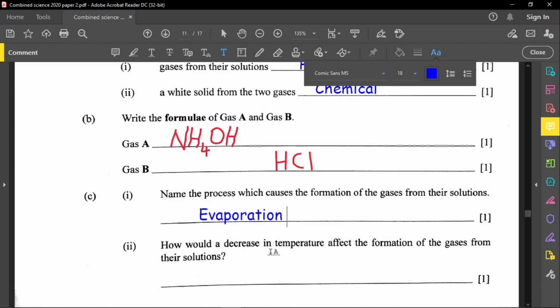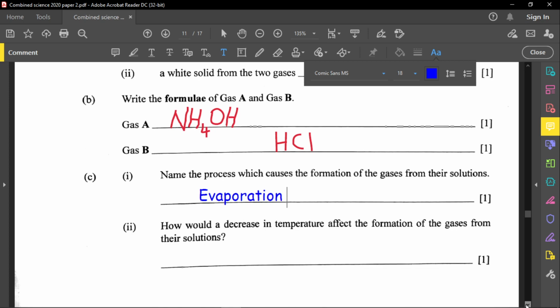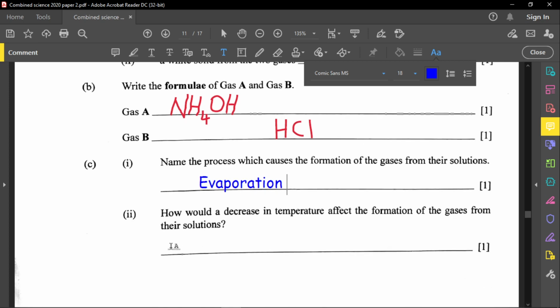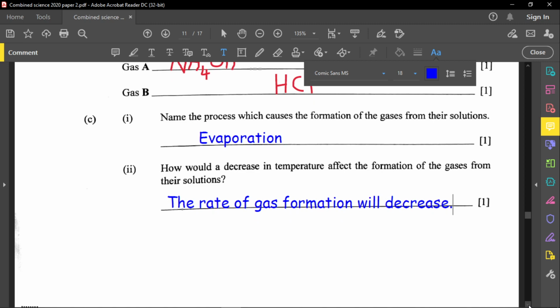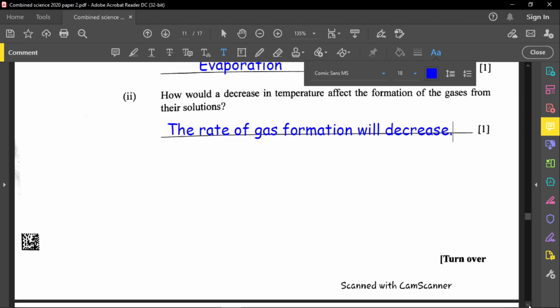How would a decrease in temperature affect the formation of the gases from their solution? If the temperature decreases, because you need higher temperatures for evaporation, then the formation of gas will also decrease. Or the rate of gas formation will decrease, because less gas will be formed. A lower temperature means less evaporation. Particles move slower, and so hence less evaporation.